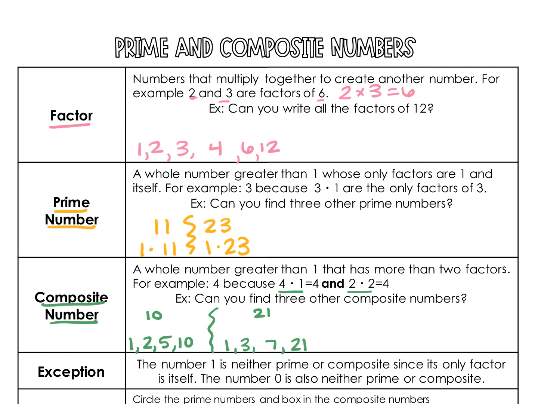Now there are some exceptions. The number 1 is neither prime or composite since its only factor is itself, and the number 0 is also neither prime nor composite. So those are exceptions to the prime composite rules.